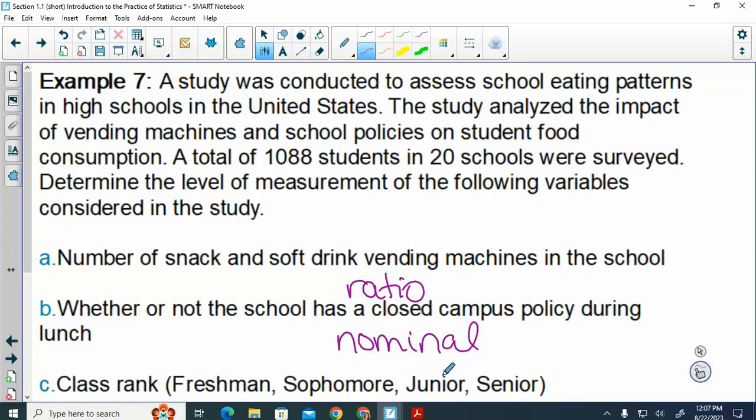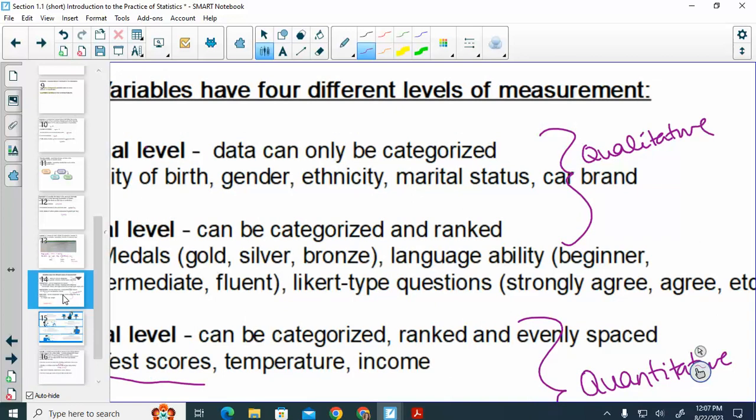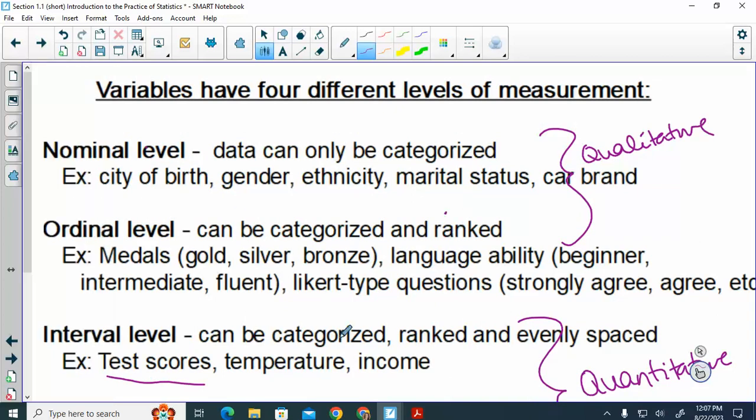Class rank: freshman, sophomore, junior, senior. Can we break them into categories? Yes. Can I put those in order? Yes. Are those evenly spaced? Maybe, but not really in a mathematical sense. No. Let's look at it this way. I told you the first two are really qualitative and the second two are really quantitative. Freshman, sophomore, junior, senior: is that qualitative or quantitative? Qualitative. So we know it's probably going to stop here. So this is ordinal data.